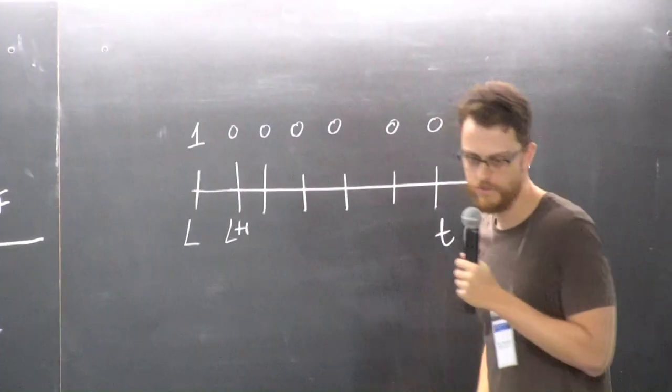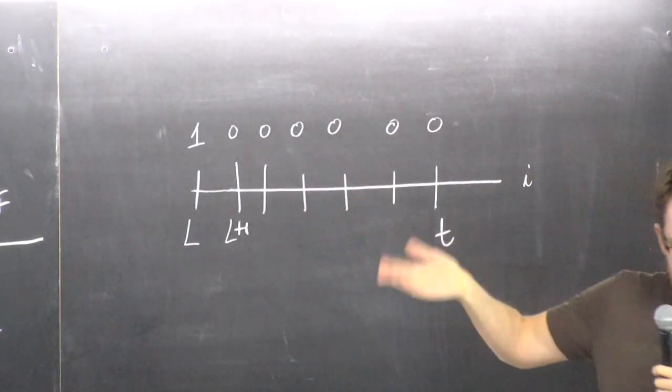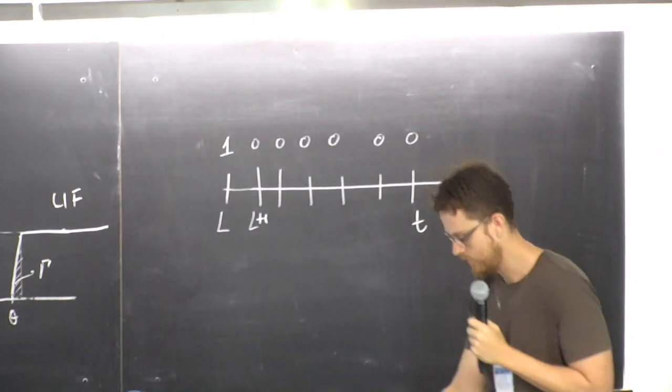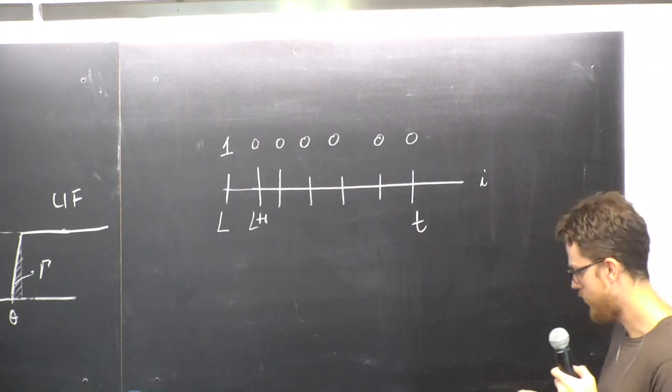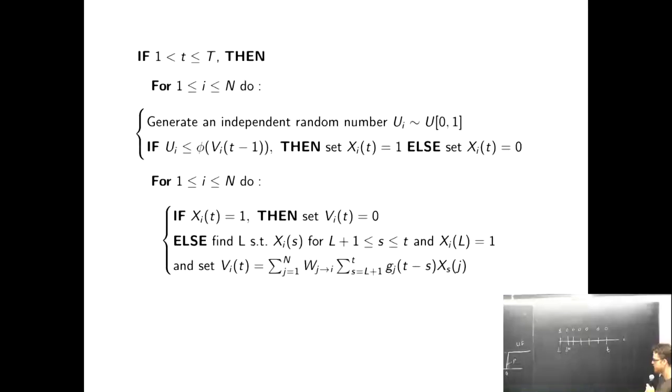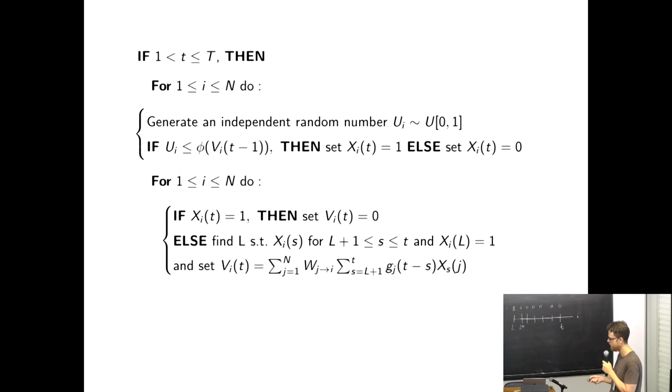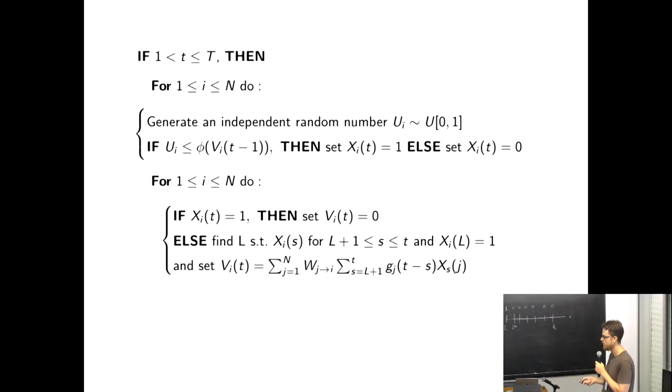Of course, this is not a real program, but this is what I mean here, except that it's missing the x_i equals 0. So this is the first step I have to do, and then once I have found this capital L, the V_i(t) is given by this formula.